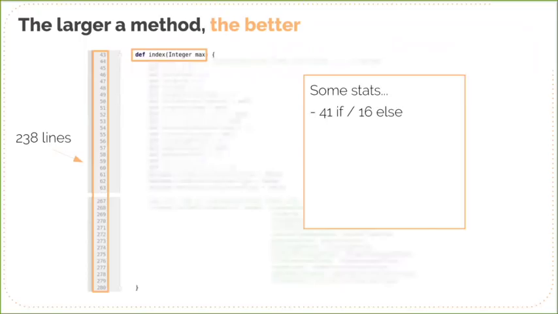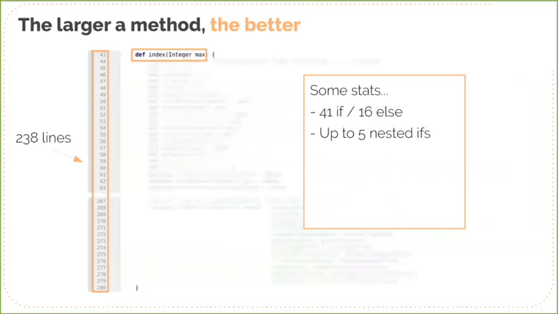A very large method. So this is the index action of the previous controller, and it has 238 lines of code. And maybe you are thinking that is not too much, right? Well, actually it's too much. And I have some stats for you about this specific index method. So the first one is that there were 41 if and 16 else branches in that index method.